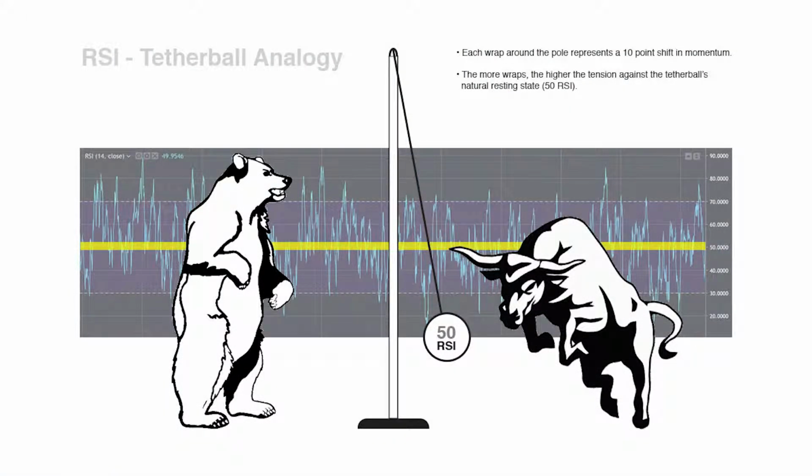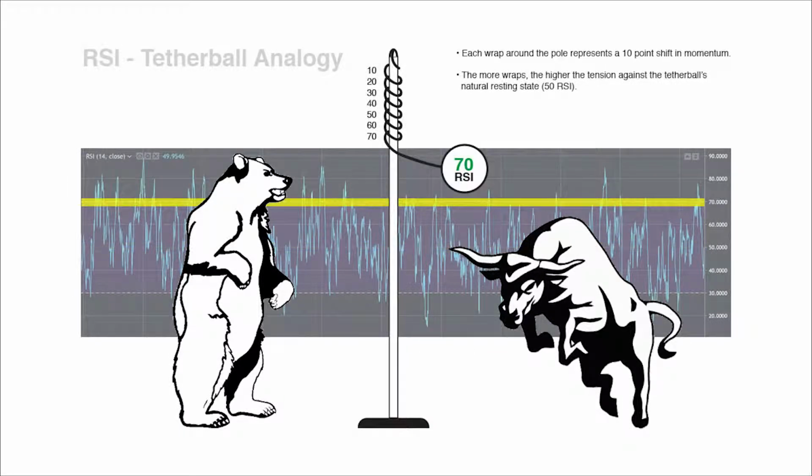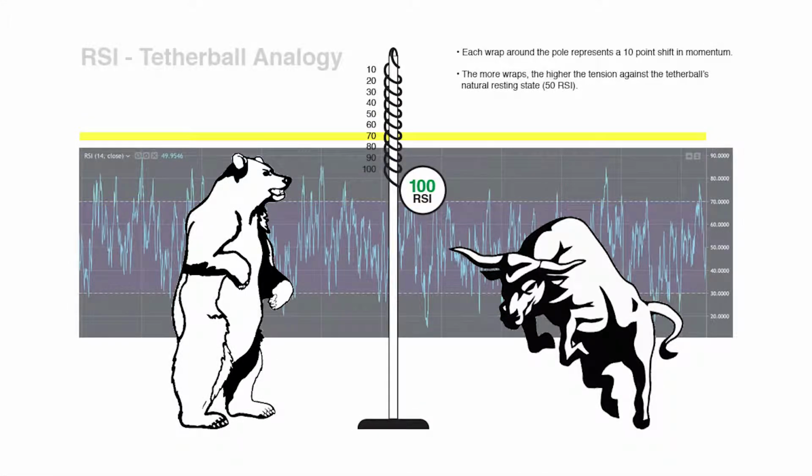So a good way to think about the RSI is picturing a bull and a bear playing tetherball. Let's assume the ball is at its resting state in the middle, representing the midline of the RSI chart at 50, highlighted here in yellow. So the bull gets a good hit and the ball wraps around the pole 7 times. And note we have now hit 70, or traditionally overbought status. See how the ball is tightly wrapped up? The energy potential for it to unravel increases and becomes maxed out at 100.